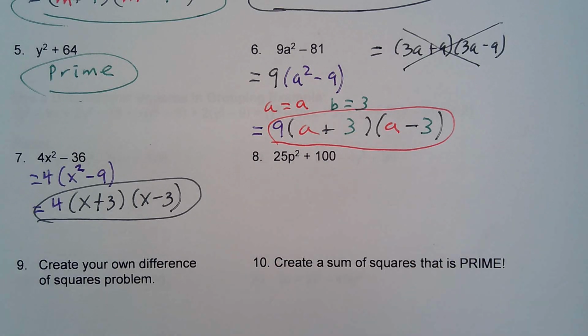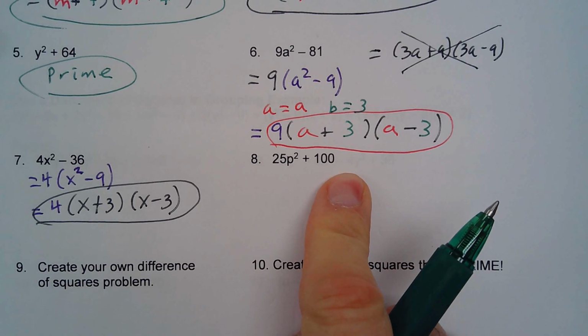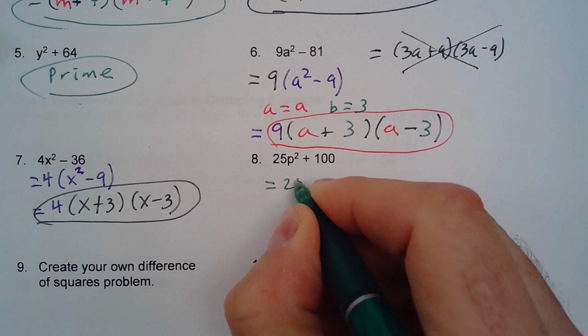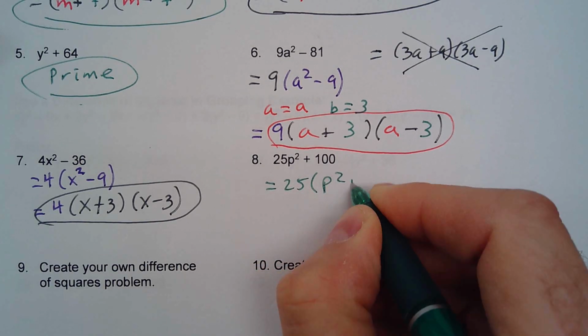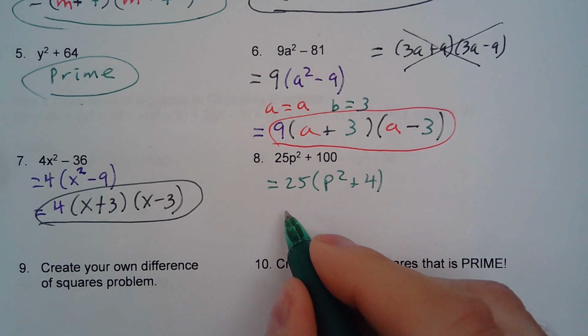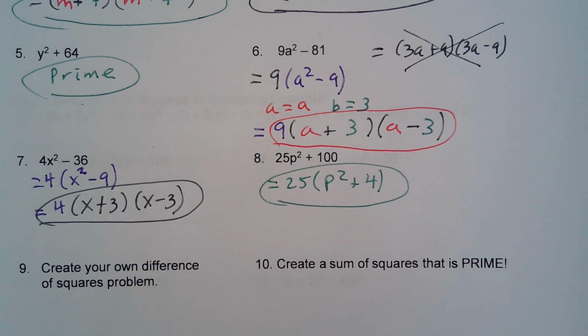Now here, you might say it's a sum of squares, it's prime. You might want to write down that it's prime. Well, guess what? ALEKS would say it's wrong because you can still factor out a greatest common factor of 25. So we could take that 25 out. That gives us p squared plus 4. And then the p squared plus 4 is prime. So you are actually able to do some factoring.